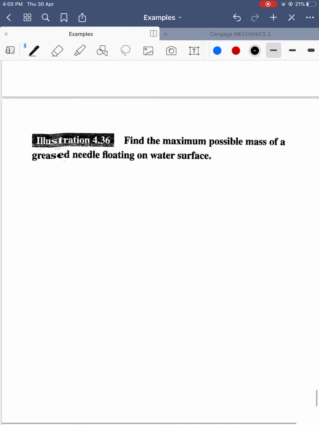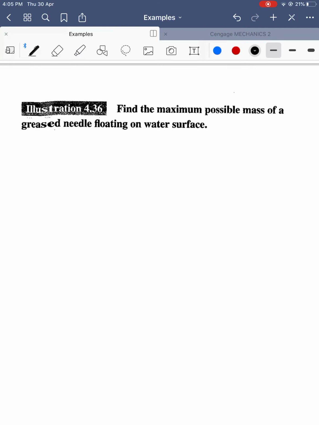Okay, let's go to the other question. Find the maximum mass of a greased needle floating on the water. Simple. Let's draw a diagram. Say this is a needle. When they ask for the maximum possible of anything, remember surface tension will act in a vertically upward direction.